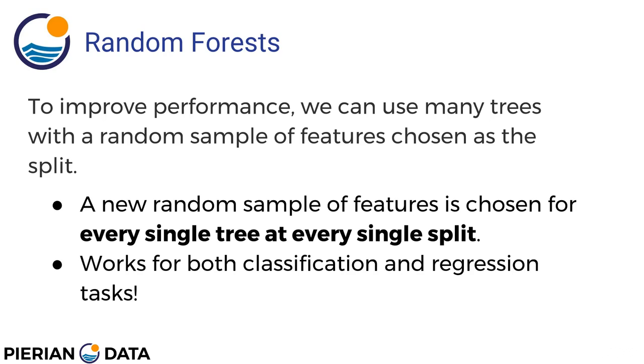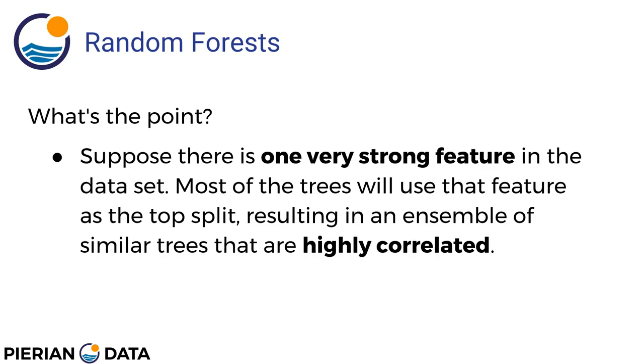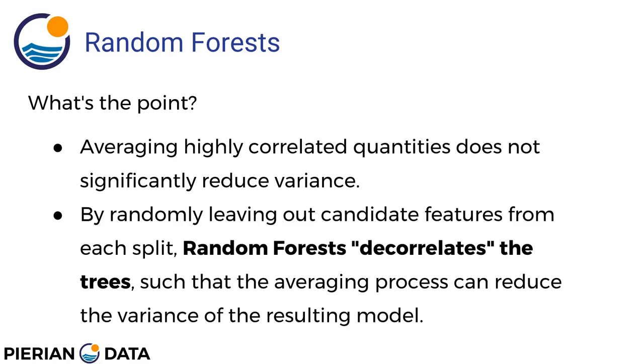So you may be wondering, what's the point of choosing a random set of samples? That's kind of a weird idea. Well, suppose there's one really strong feature in the data set. Then most of the trees will end up using that feature as the top split, resulting in an ensemble of similar trees that are highly correlated. And then averaging highly correlated quantities does not significantly reduce variance.